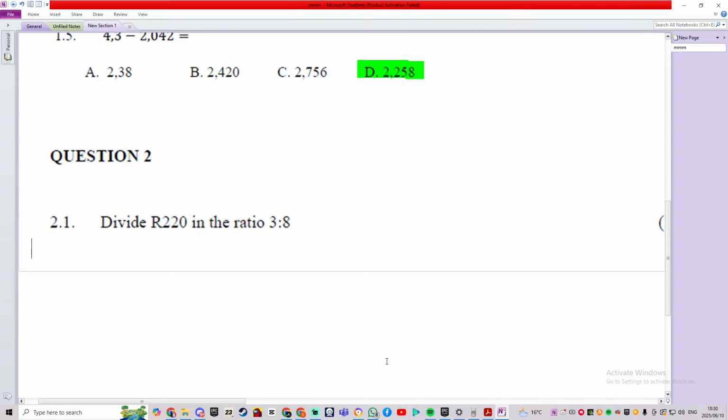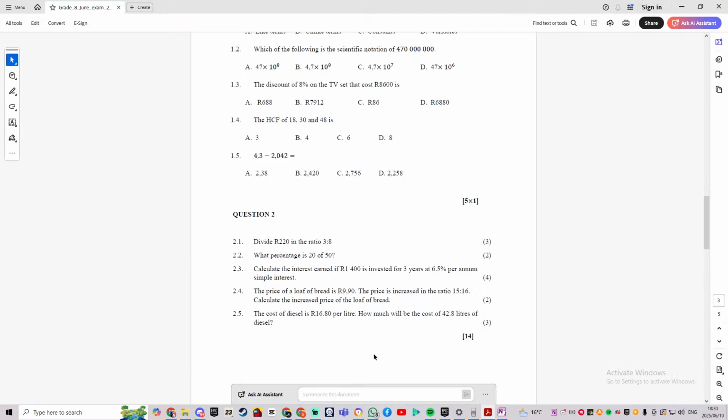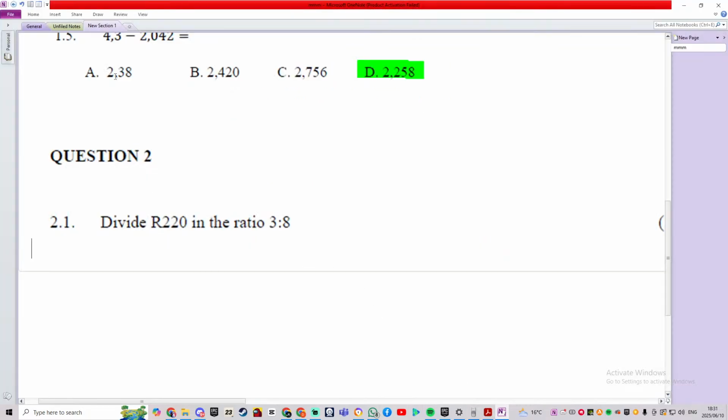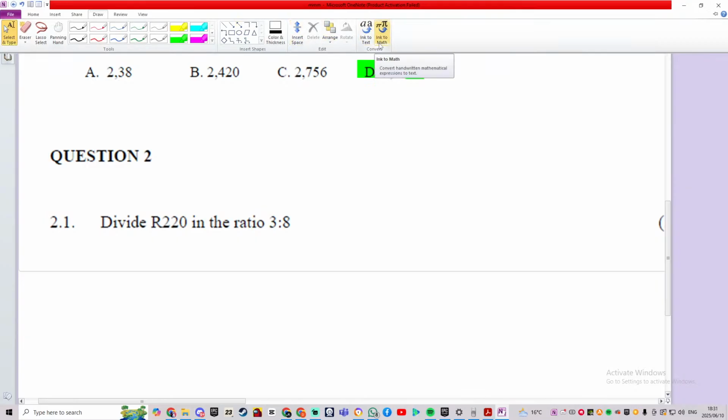Divide 220 in a ratio. These are dividing ratios, so we should be able to do this one nice and easy. Add the ratio. Perfect. Rio, well done. Rio is going to pass tomorrow. So we start with adding the ratio, Rio. Well done.